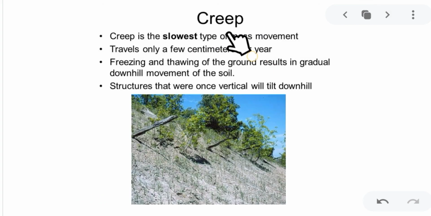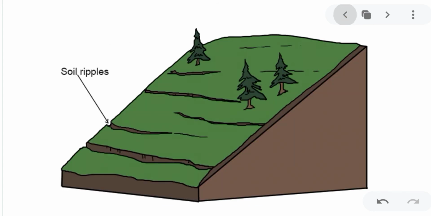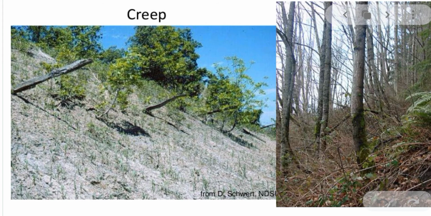So, it is the slowest type of mass movement, travels only a few centimeters per year, and then the raising and lowering of the ground results in gradual downhill movement of the soil. The structures that were once vertical will tilt downhill. Kaya kapag nagtayo ka ng bahay dyan, mapapansin mo, yung bahay mo tumatabingi pababa. Okay? Okay, this is the example of the creep. Ayan.